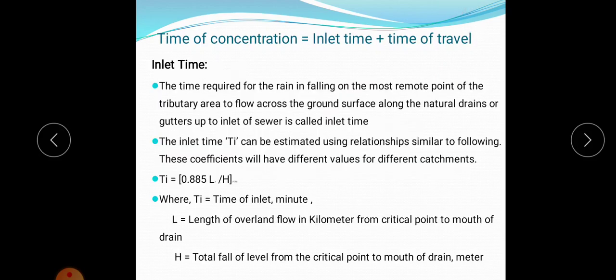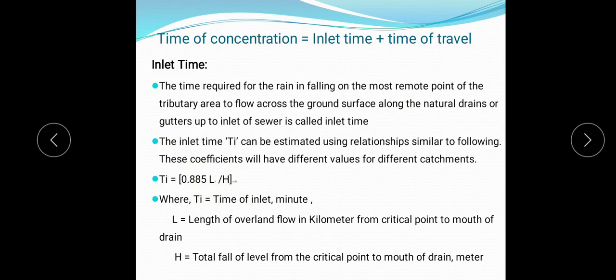ഓക്കെ, സോ the inlet time Ti can be estimated using a relationship similar to the following. These coefficients will have different values for different catchments, and Ti is equal to 0.884 L raised to 3 divided by H into H raised to 0.385. Okay, so these parameters are not clear in this PPT, so I will share the PDF, or also in the textbook you can see this equation clearly. So this is the equation for calculating inlet time.